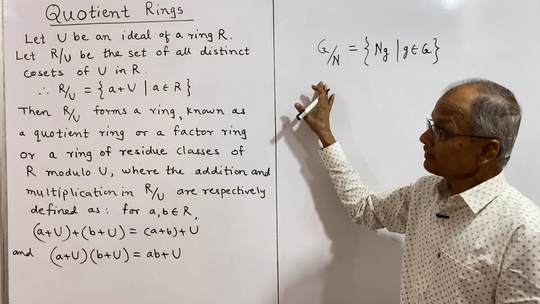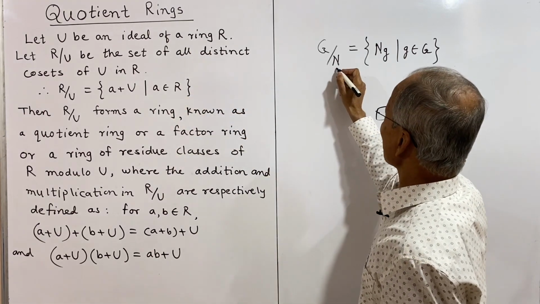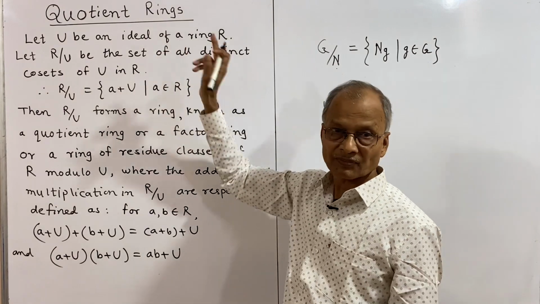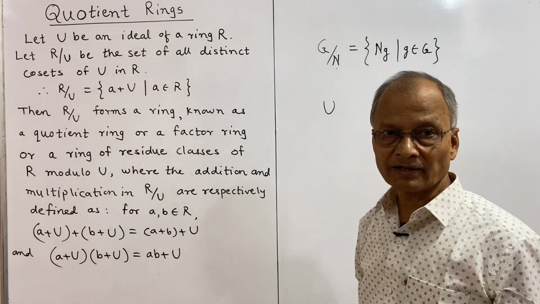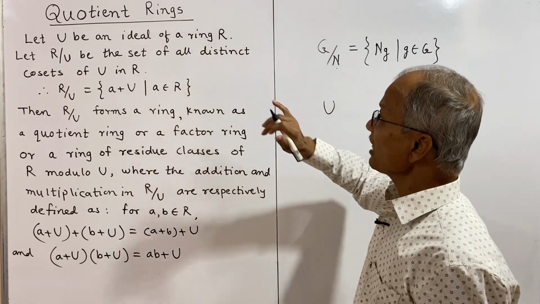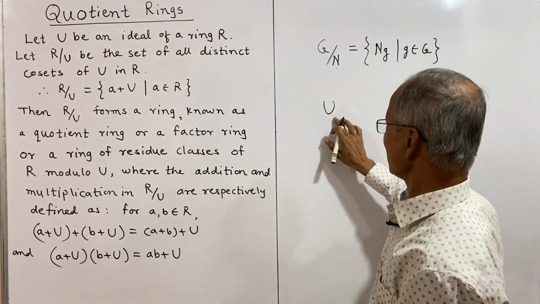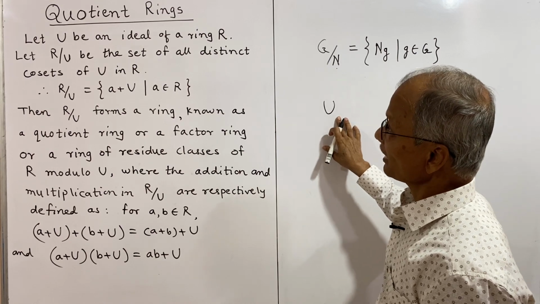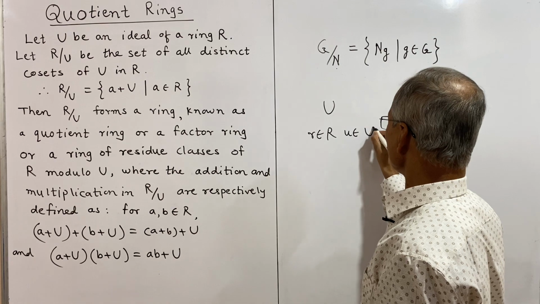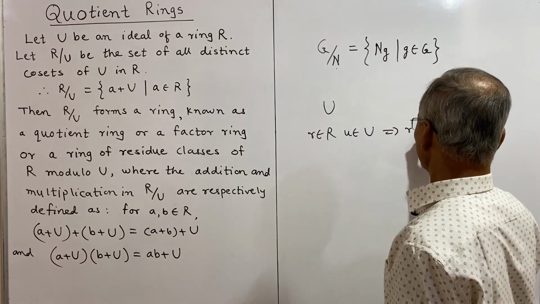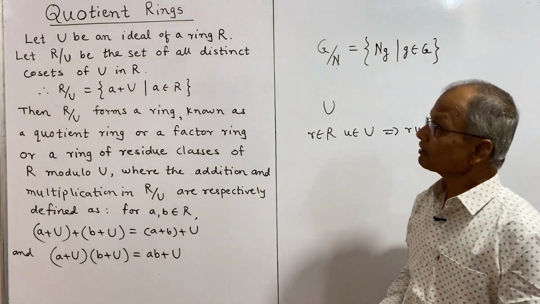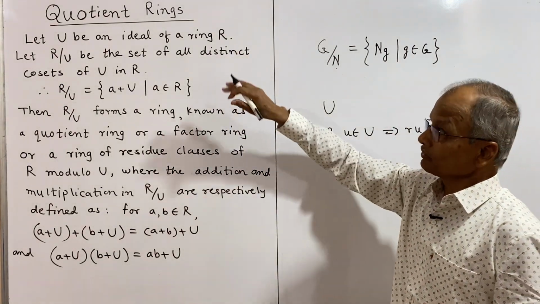And similar to that, here instead of a normal subgroup, we shall consider the ideal of a ring. We have defined earlier that an ideal U is a non-empty subset of the ring R, and U forms an abelian group under addition. And further, if r belongs to R and u belongs to U, then both ru and ur are in U. So this is the condition for ideal, and U is an ideal.